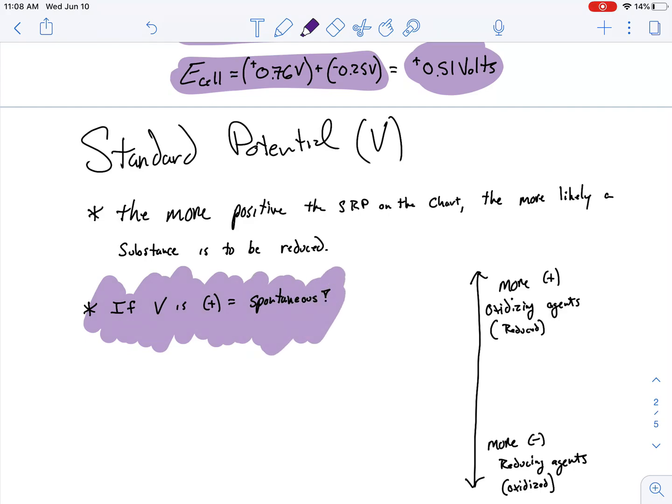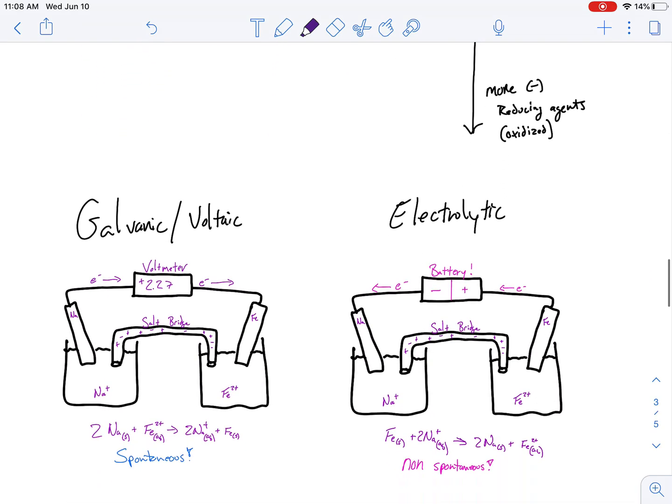Now, a couple other things about this standard reduction potential chart. The more positive on the standard reduction potential chart, the more likely a substance is to be reduced. So the very positive values at the very top are more likely to be reduced. The ones that are negative are more likely to be oxidized. And then I would have to switch the sign when I'm adding them together, because it is a standard reduction potential chart. That's kind of what that means.